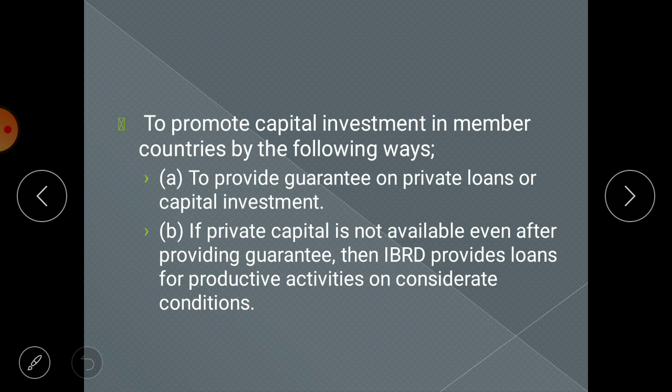If private capital is not available even after providing the guarantee, that is, even if the World Bank gives the guarantee that your loan is safe, sometimes the private loan is not available, then the IBRD provides loans for productive activities on considerate conditions. The IBRD, the International Bank for Reconstruction and Development, another name for the World Bank, itself provides the loan, but then they will decide the considerate conditions on their own.